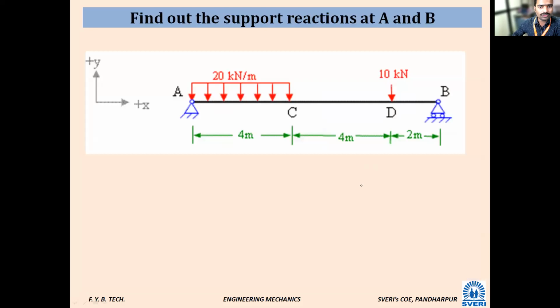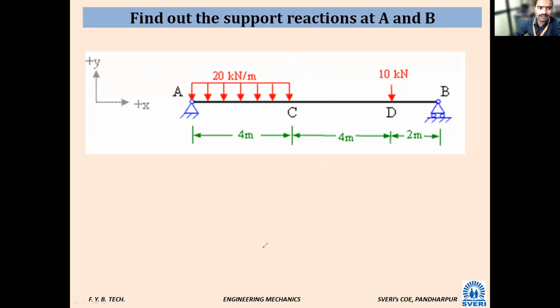Okay. This one we have solved. We will solve this problem. Find the support reaction at A and B. How to find out the support reaction at A and B? So now you have solved one problem. The load was purely concentrated load or UDL or UVL. Which type of load was there? Previous problem mein kaun sa load tha? Which load was there? Point load.